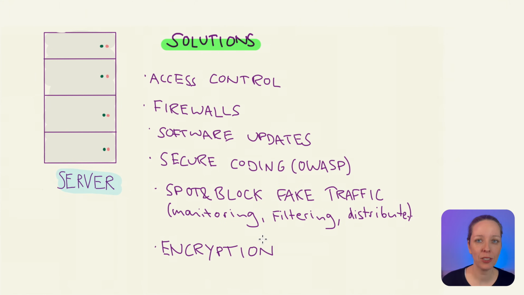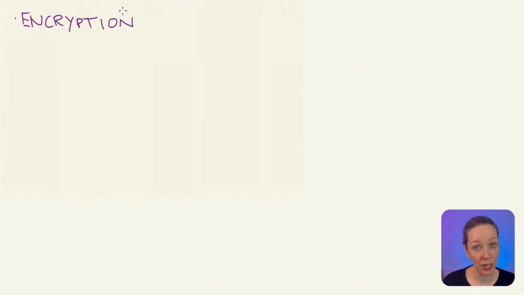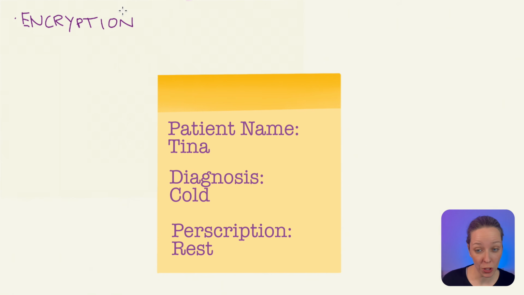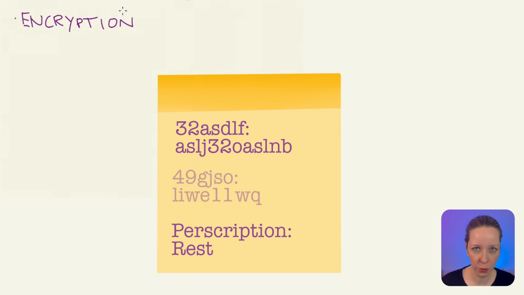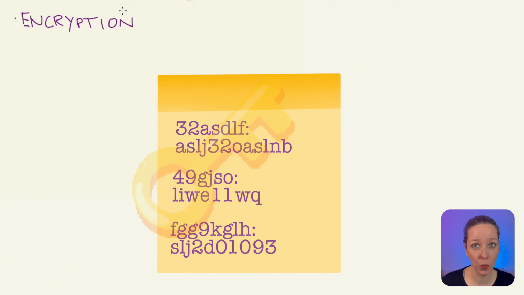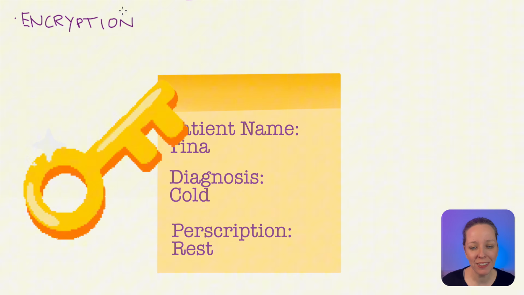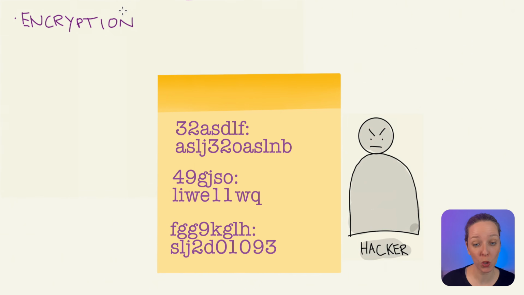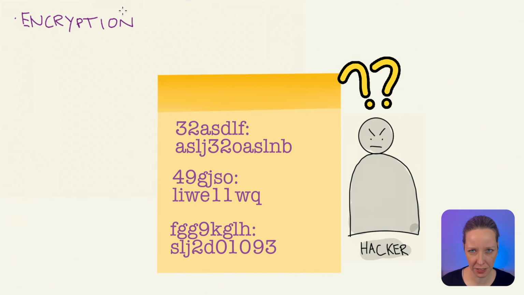Last but not least, encryption. Encryption for data at rest means converting stored data into an unreadable format unless you have the correct decryption key. This way, even if hackers gain access to the server or steal files, all they see is just a jumble of meaningless symbols.